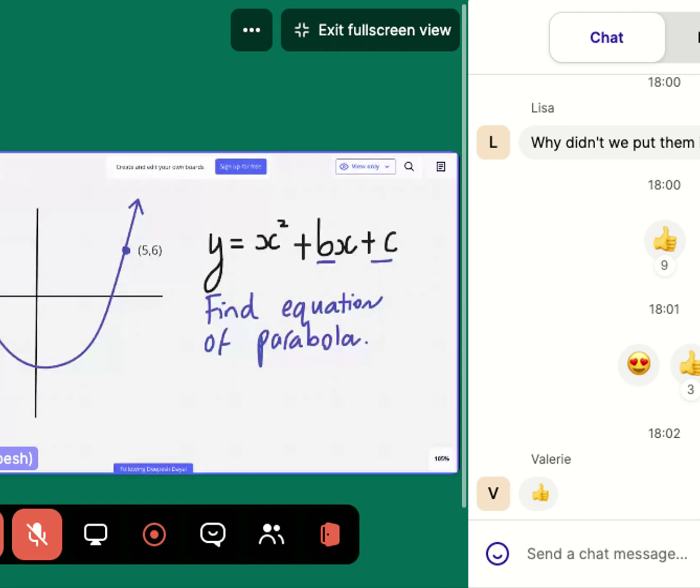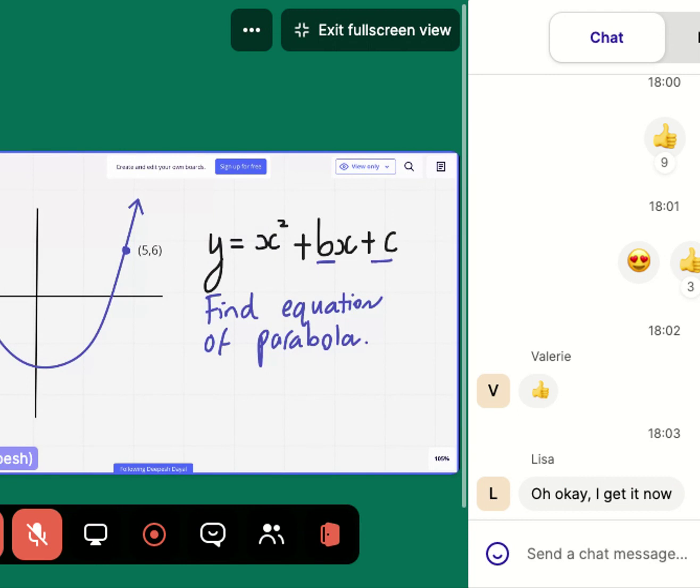Lisa, you say, why didn't we put them in brackets? You can put them in brackets, but because it's like b times 3, it's 3b. So we don't really need to put them in brackets. We can just leave it out of the brackets, right? Let's try this out. Work step by step and write it down nicely. Well done, Lisa.